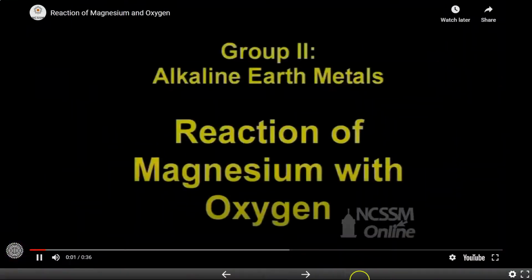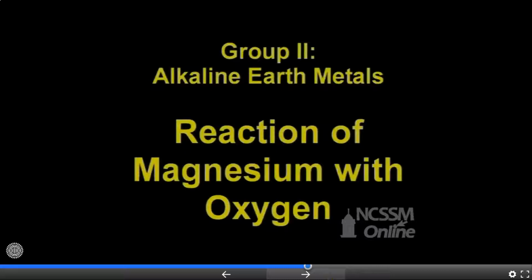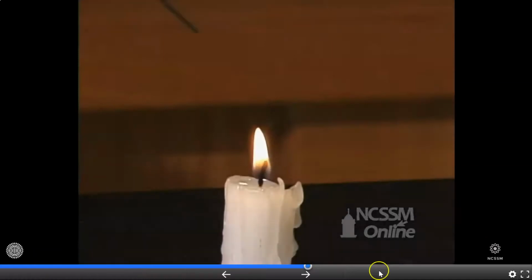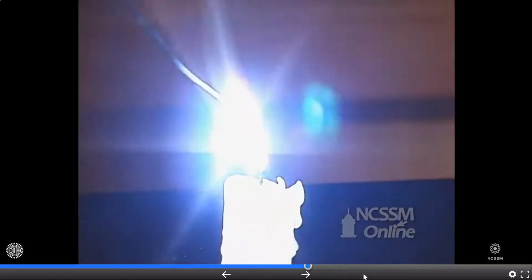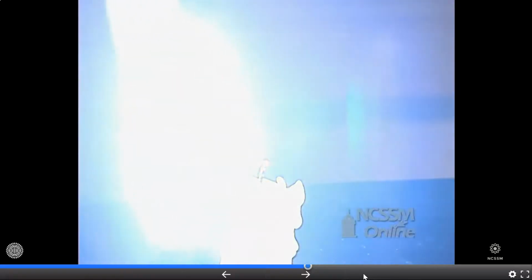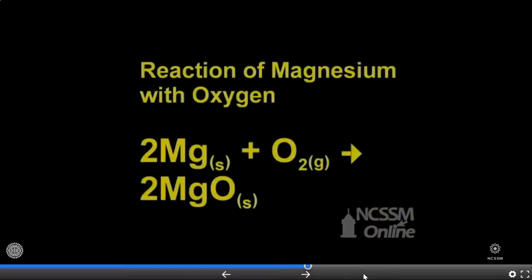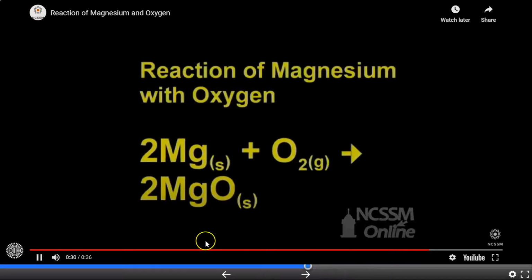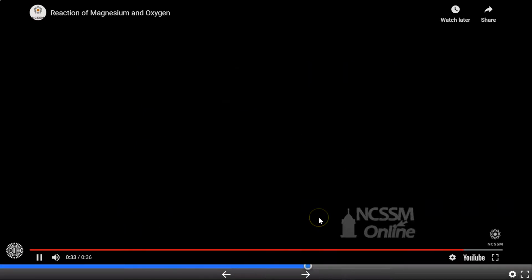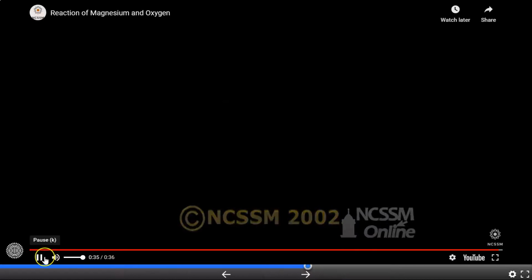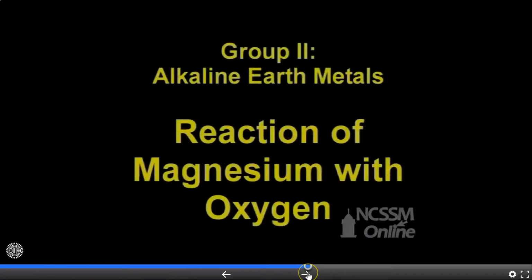So here is the reaction of magnesium with oxygen. Group 2 metals also react rapidly with oxygen in the air when they're heated. Magnesium is flammable. Bright light. So notice magnesium and oxygen gives you magnesium oxide. The magnesium metal was covered with white powder for that one to show you the magnesium oxide.